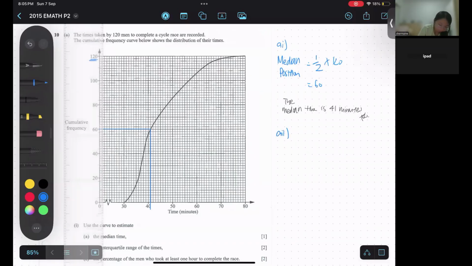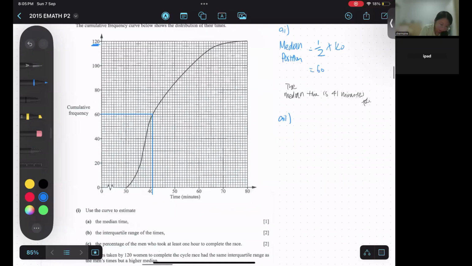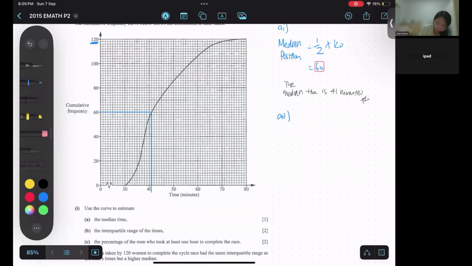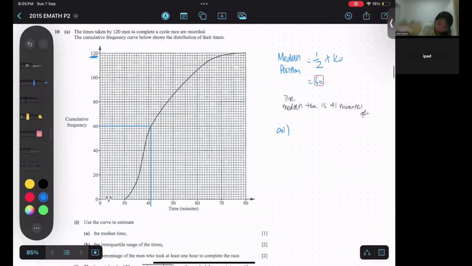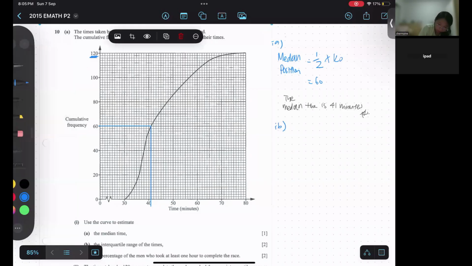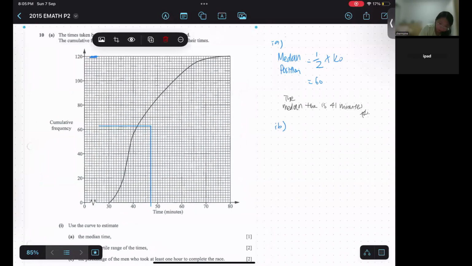Part 2. The naming convention also changed. Okay, sorry, this is part 1A. This is part 1B. Oh, wait, give me a moment.